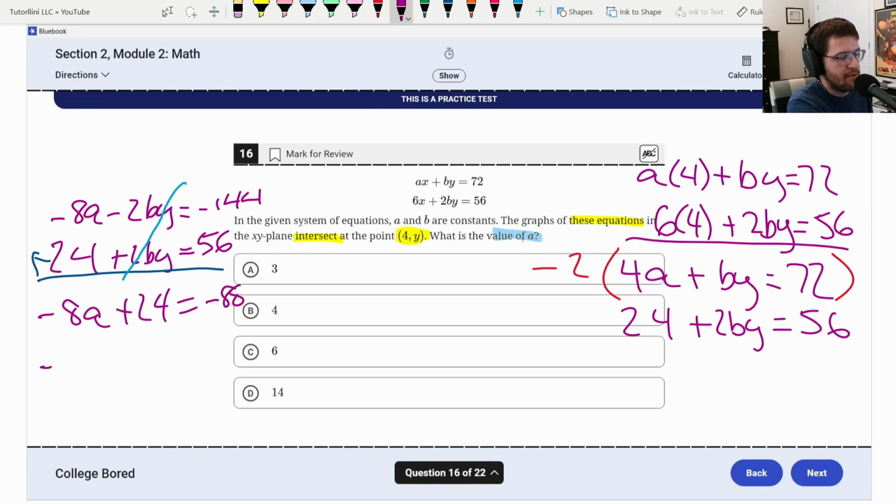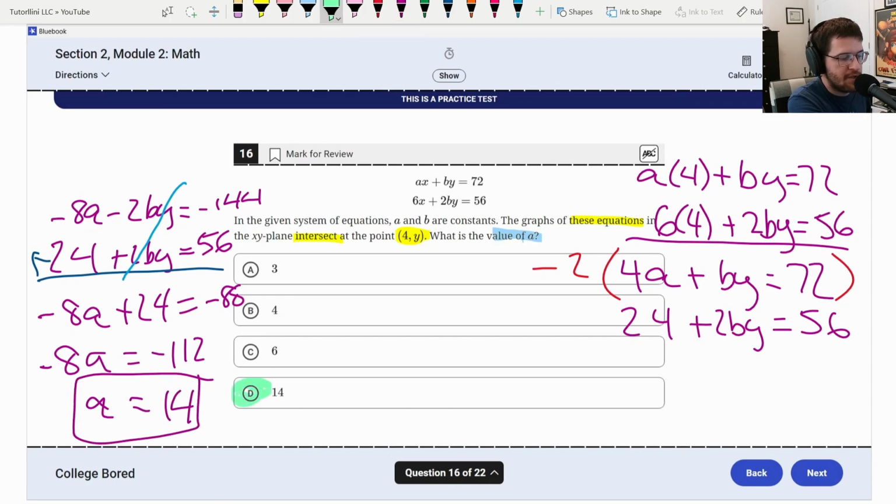I'm going to subtract 24 from both sides. I get negative 8a equals negative 112. And now I'm going to divide both sides by negative 8. And I get a is equal to 14. And that gives us answer choice D.